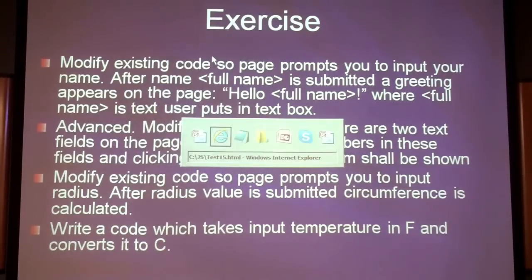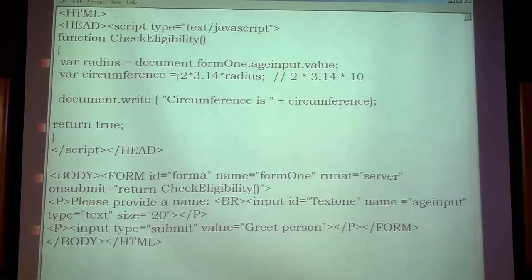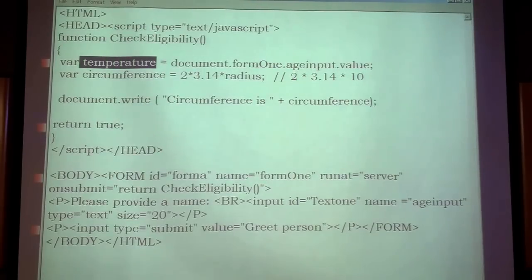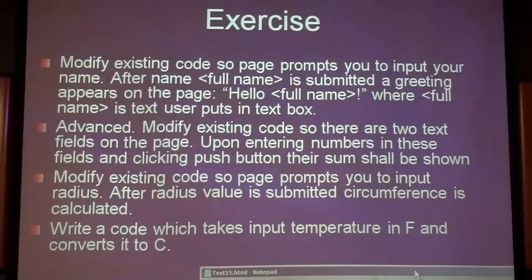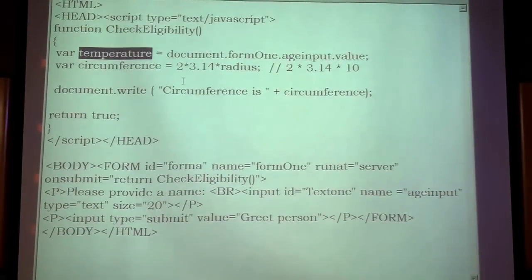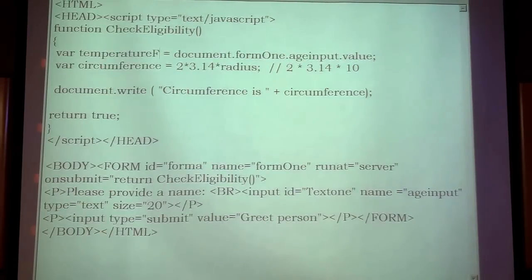I'm closing this one. In the code here, this is the user input. I change the variable name to temperature. The user provides the temperature in Fahrenheit, and we have to convert it to Celsius. So I call it temperatureF, temperature in Fahrenheit, and that's what the user inserted into the text field.